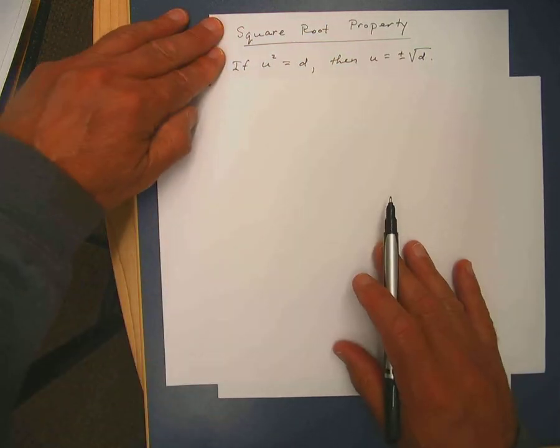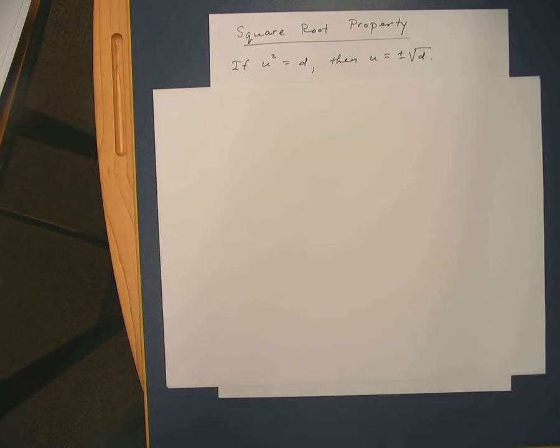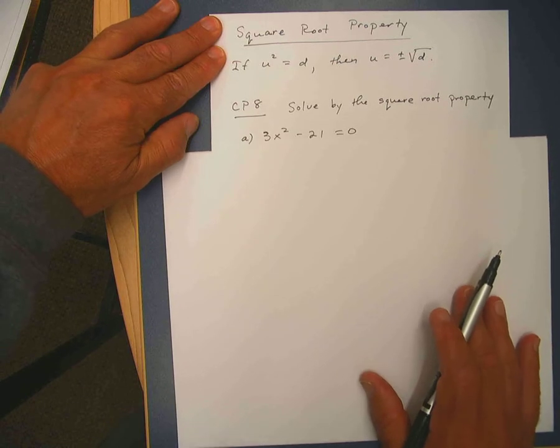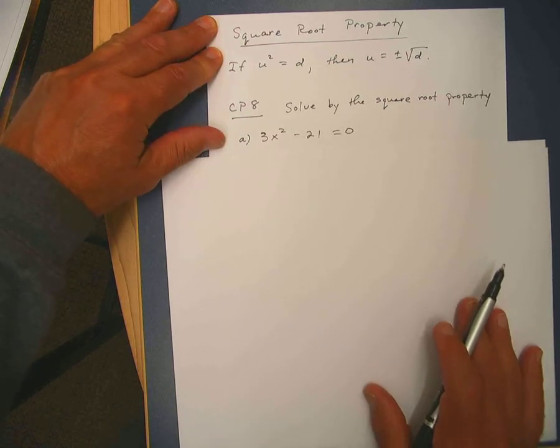So that's what we're going to use here. And this can be pretty quick to solve equations if you have them in the right form. Checkpoint 8 has two different examples I'll go over.